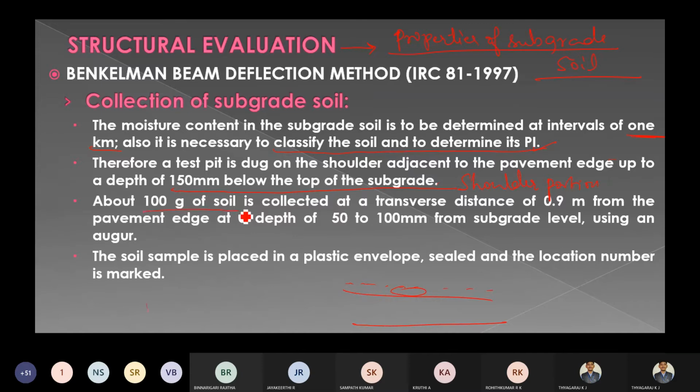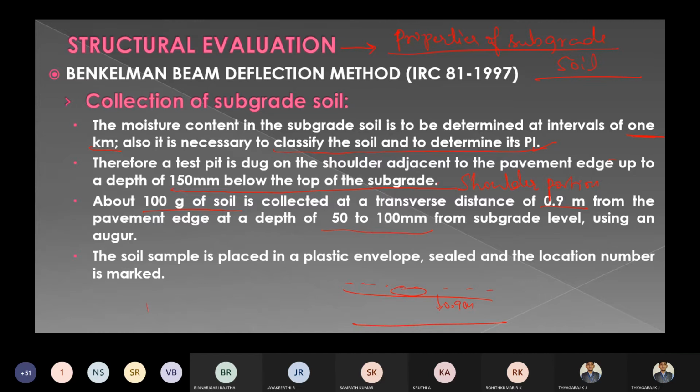About 100 gram of soil is collected at a transverse distance of 0.9 meter from the pavement edge, at a depth of 50 to 100 mm from subgrade level. The soil sample is placed in a plastic envelope and sealed, and the location number of that sample is noted. This is very important.